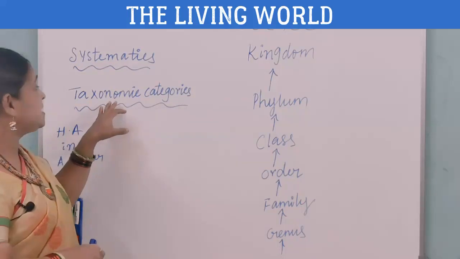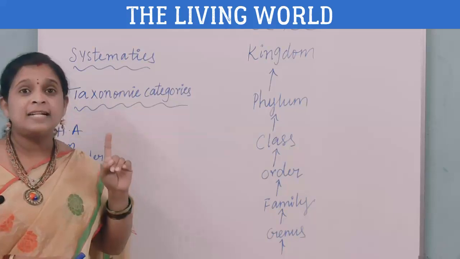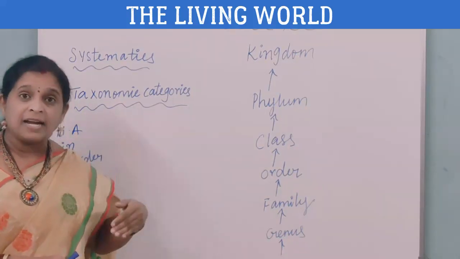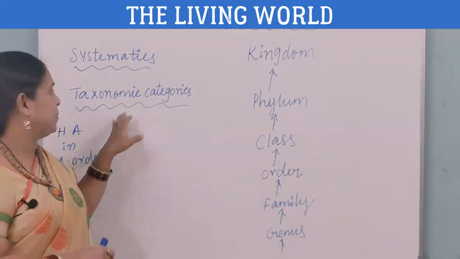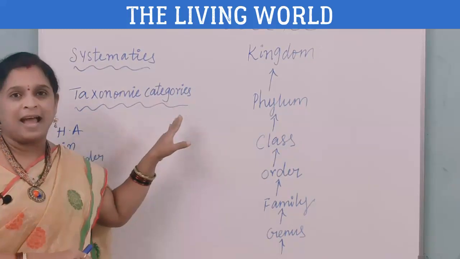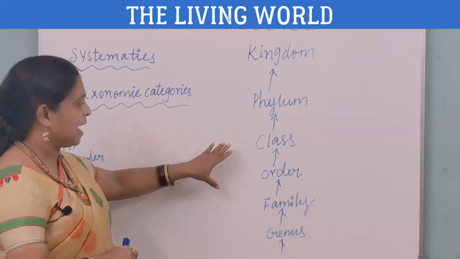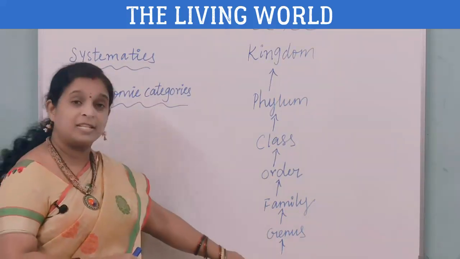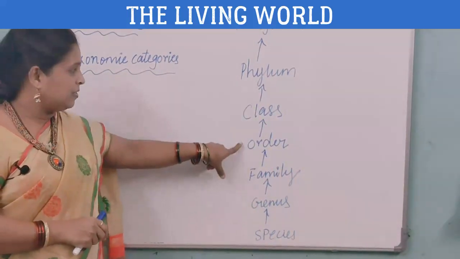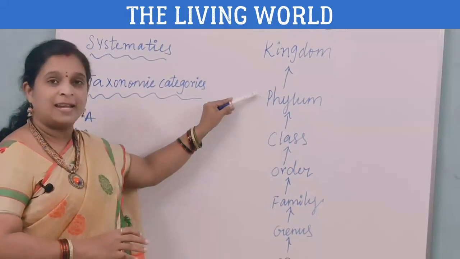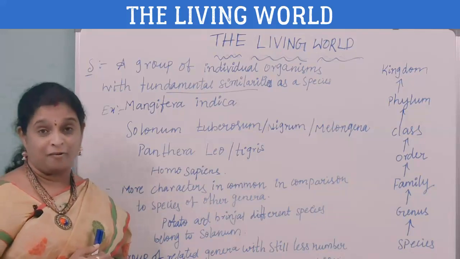Next comes taxonomic categories. Classification is not a single step process. It is a hierarchy of steps, and that hierarchy of steps is called taxonomic categories. Here the hierarchical arrangement is done in ascending order, starting with species, genus, family, order, class, phylum and kingdom. Let us get into the hierarchy of taxonomic categories.